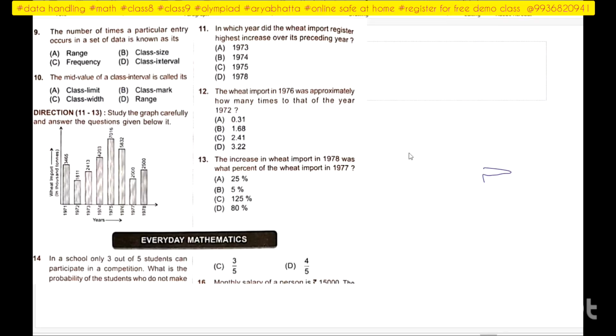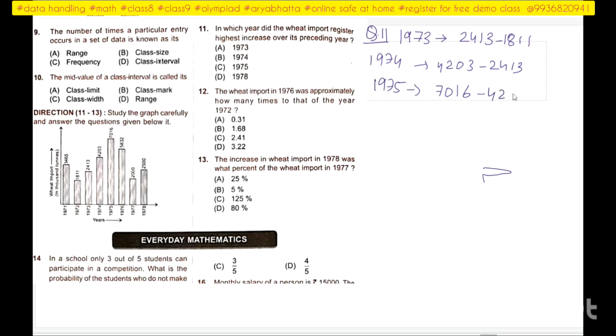Now see, what I am trying to say is that you will calculate all the increases in each year. For question number 11, I will calculate the increase in each year, right? So for 1973, the increase will be how much? 2413 minus 1811. Then 1974 is what? 4203 minus 2413. Then 1975 will be how much?